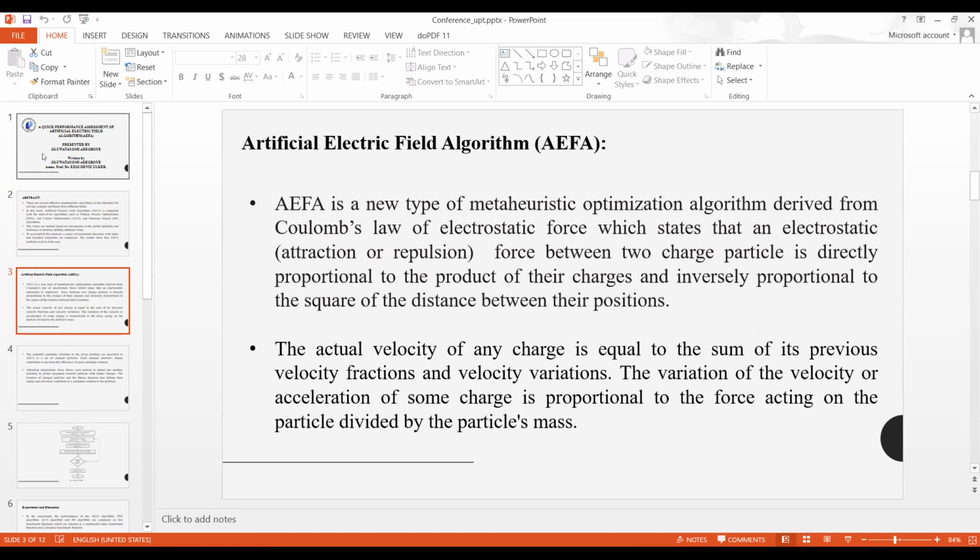A little information about the artificial electric field algorithm. It is inspired by Coulomb's law of electrostatic force. We state that the electrostatic force between two particles is directly proportional to the product of their charges and inversely proportional to the square of the distance between them. The velocity of a charge at any point is equal to the sum of the previous velocity fraction and the velocity variation. The variation of this velocity, or acceleration of some charge, is proportional to the force acting on the charge and is divided by the particle's mass.